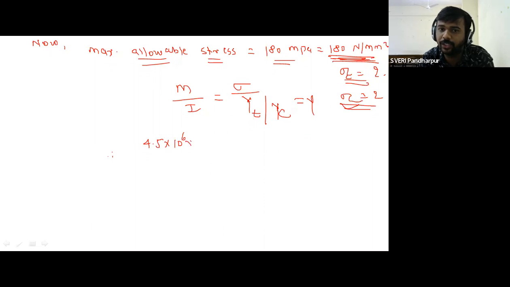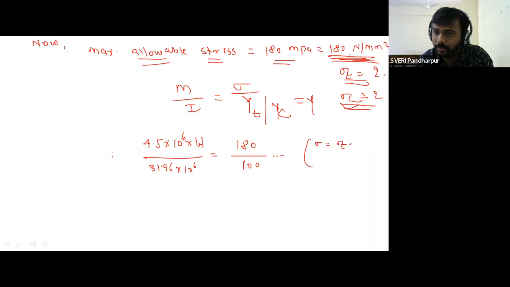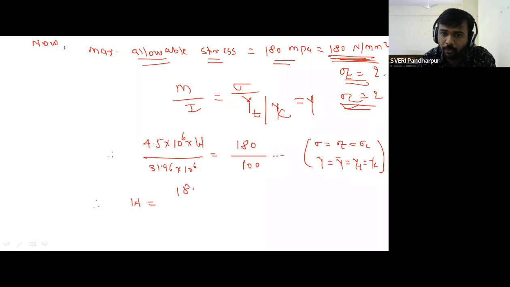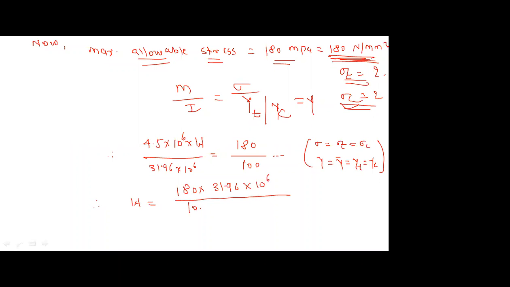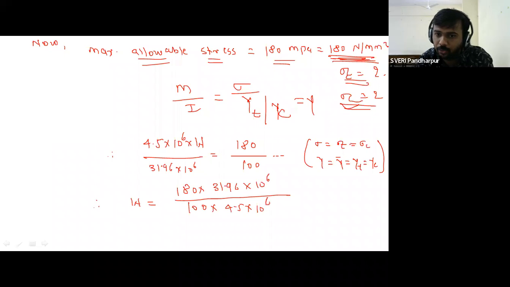4.5 into 10 raised to 6 into W. What is the value of I? 31.96 into 10 raised to 6, which is equal to 180 divided by 100. Next to that write sigma is equal to sigma t is equal to sigma c, and capital Y is equal to y bar is equal to yt is equal to yc. This is because the section is symmetrical about x axis. Now tell me the value of W. So write the equation in the form of W is equal to 180 into 31.96 into 10 raised to 6 divided by 100 into 4.5 into 10 raised to 6.